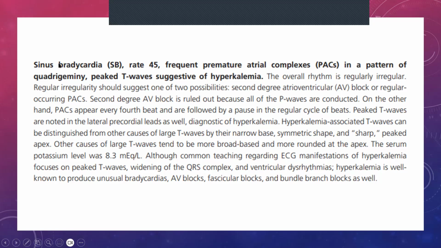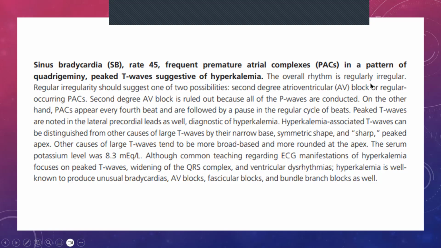Now, it's a sinus bradycardia. The reason why they say that is because we have a QRS following every P. The rate is about 45, so we did say about 50. What we were seeing there were premature atrial complexes, but I don't want you to stress about this too much. This is something completely different. And we have peaked T waves suggestive of hyperkalemia.